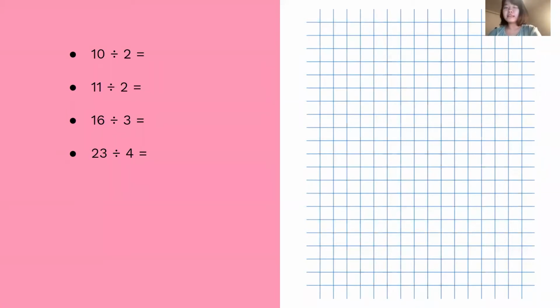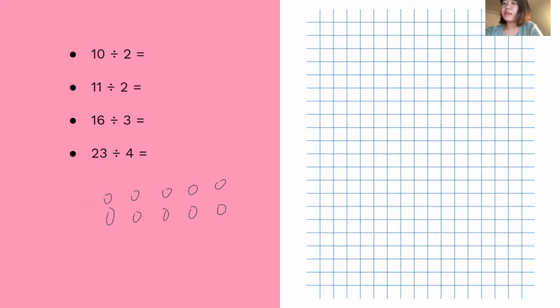Okay, and let's start with the first problem, which is 10 divided by 2. Okay, so let's first draw an array to represent 10 divided by 2. I will draw 2 circles and place 10 dots evenly among the circles, which means I will draw 10 dots as 2 rows of 5 dots. So we have 1, 2, 3, 4, 5, 6, 7, 8, 9, 10.